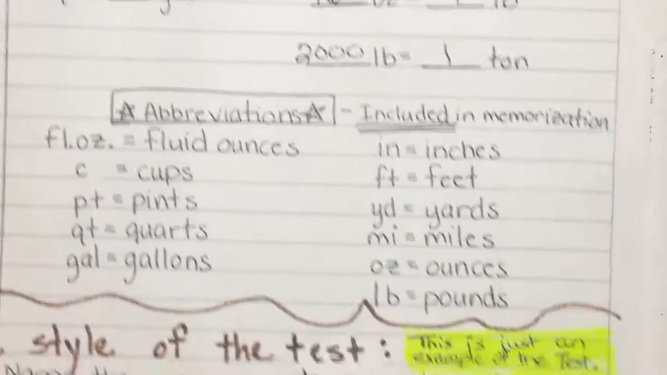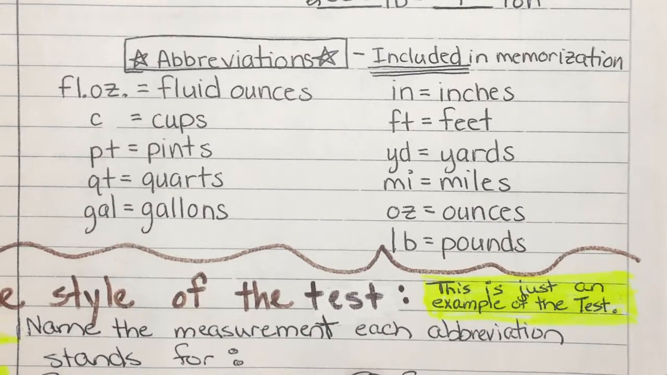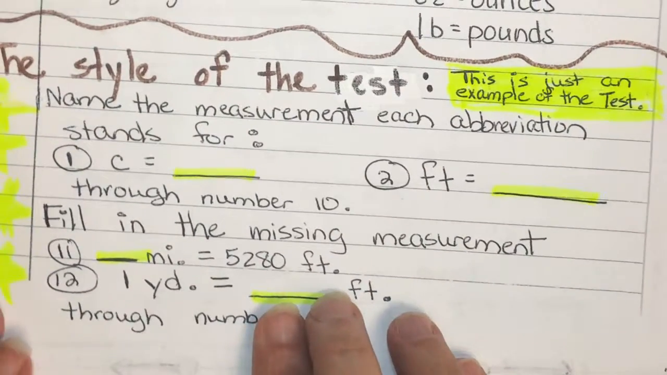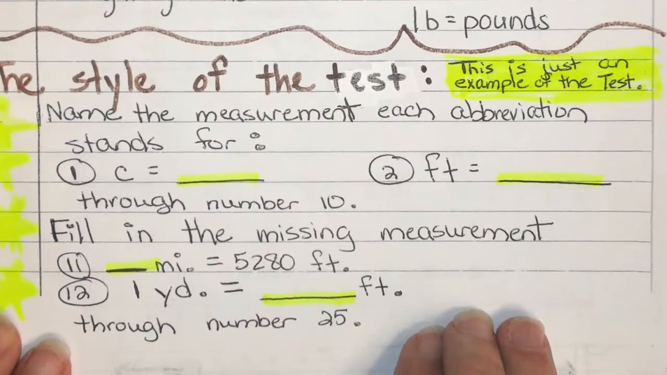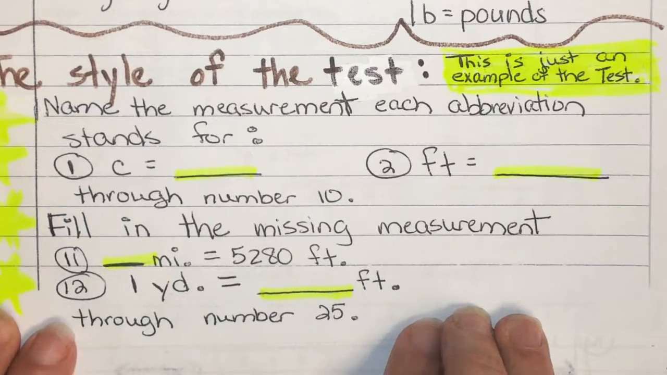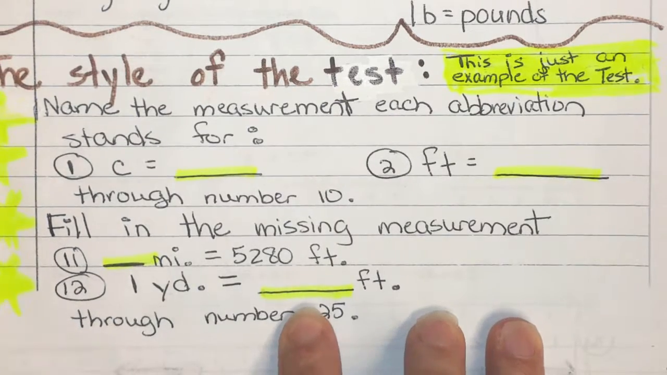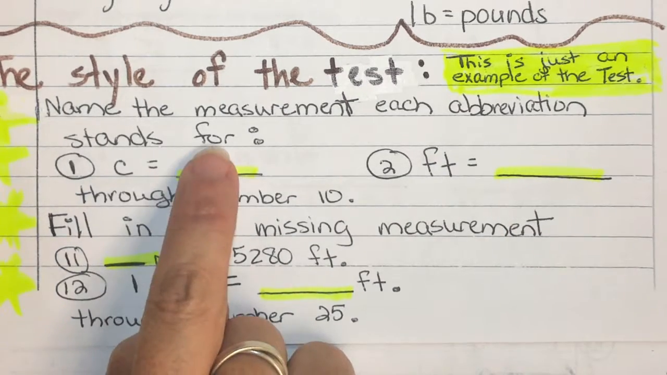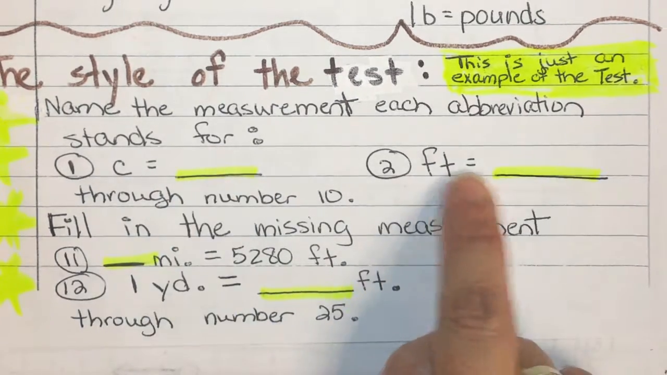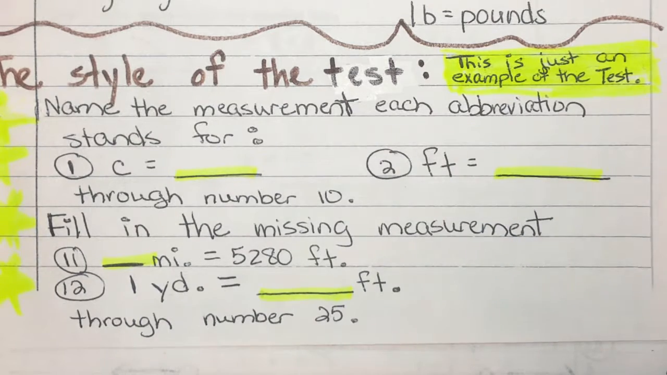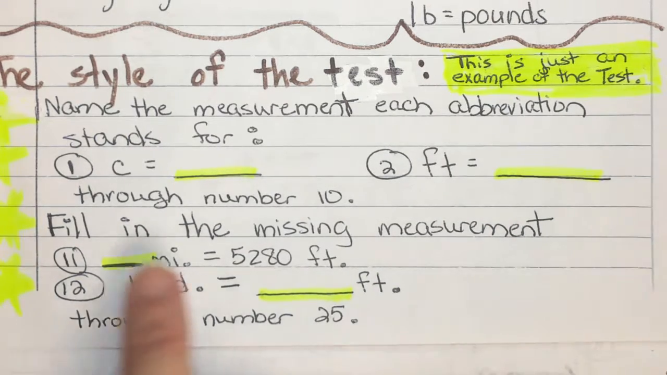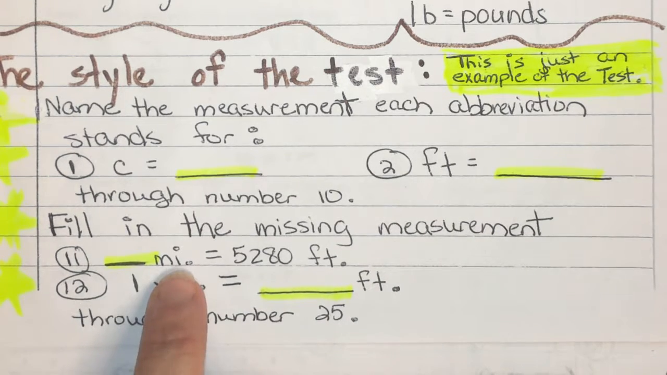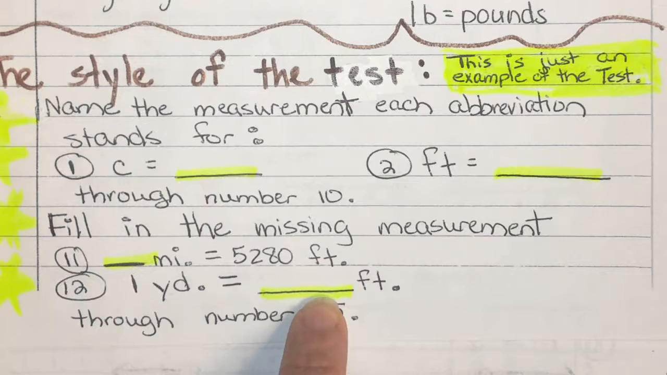They've also got to know these abbreviations. And on the bottom of this, I've even copied off my board, which the kids have had since last week, basically how the test will be given. So the first part of the test will be name the measurement for each abbreviation, what it stands for. So they would write cups, they would write feet. They'll obviously be mixed up more than what's on here. And then filling in the missing measurement. Filling in that number, and so on.